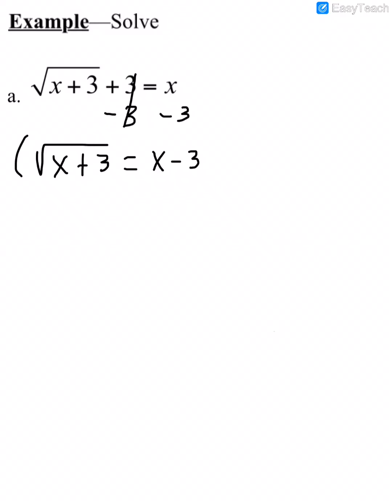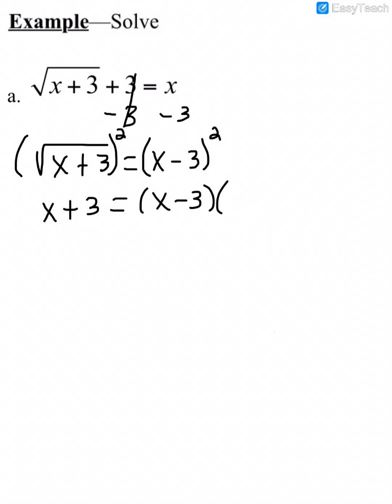So we're going to raise this side of the equation to the second power and this side of the equation to the second power. Now, when we raise a square root to the second power, it just cancels it out. So I'm left with x plus 3. But on the other side, I have x minus 3 squared. Now remember, when we have a binomial squared, we don't just square each part. That means x minus 3 times itself. Okay, and then we need to FOIL that.